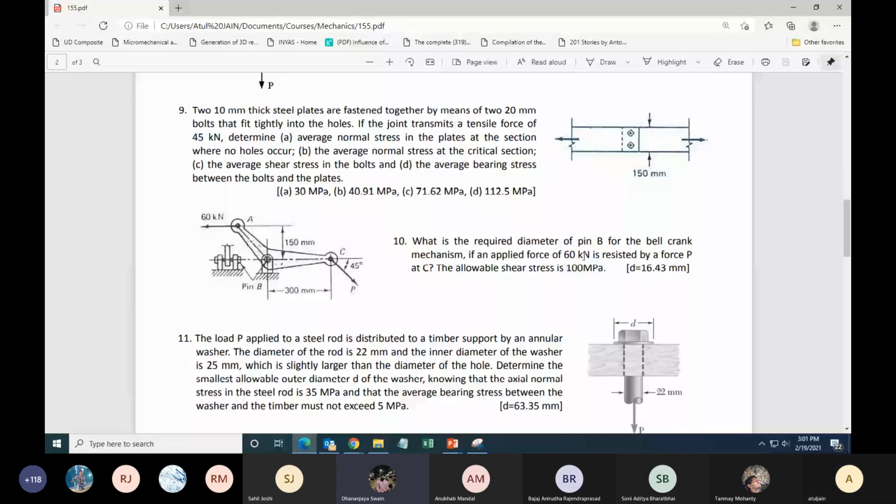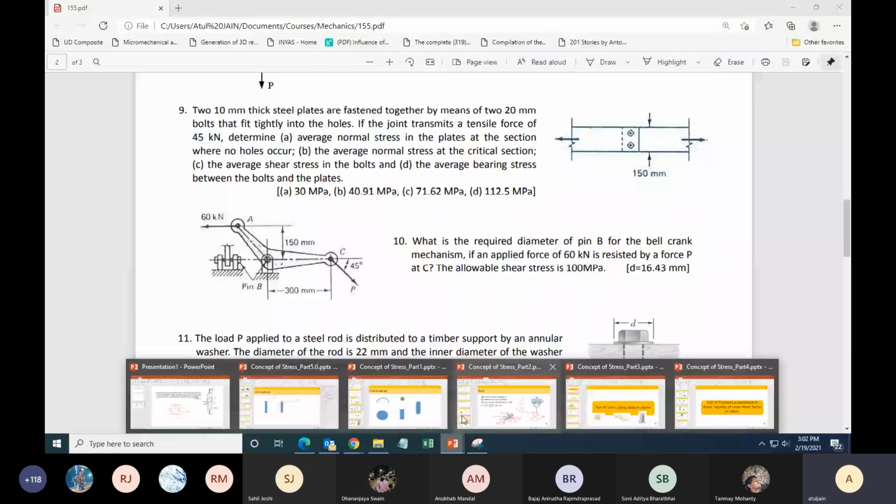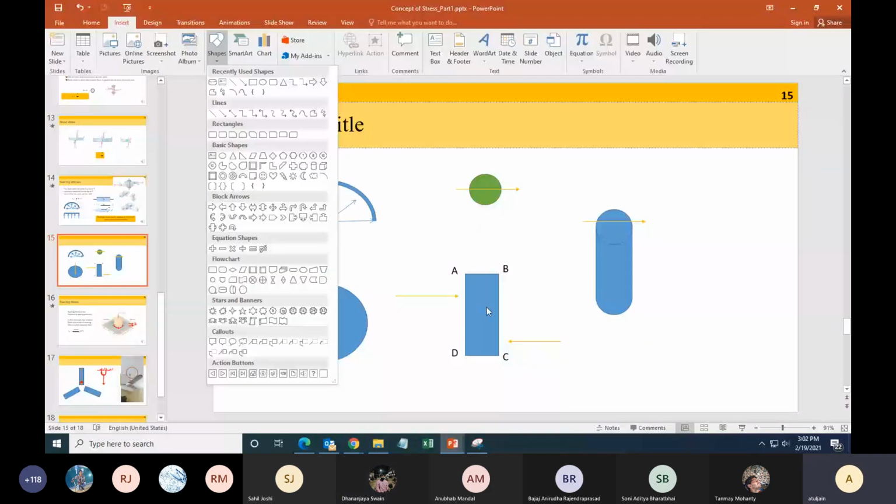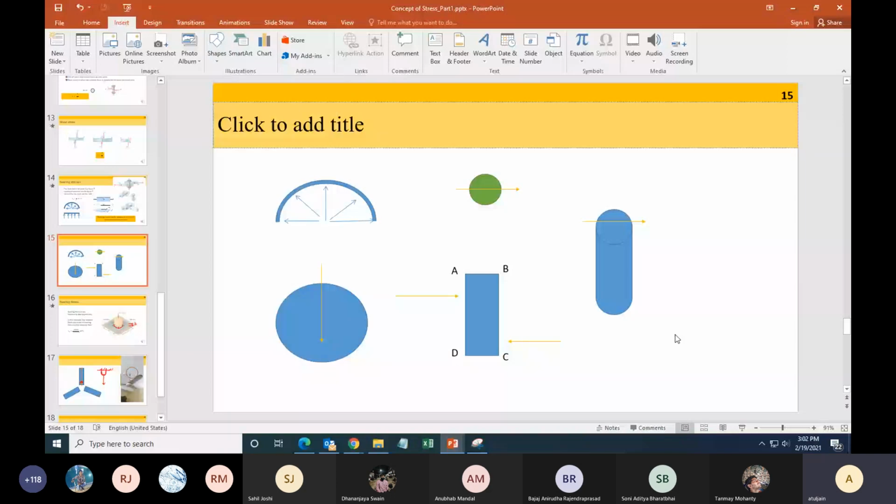Right. Another way of imagining whether it is normal or shear, one useful way is to keep in mind that if there is a square and it is subjected to normal stress, that square will become a rectangle. If a square wants to go to a rhombus, then that stress is shear stress. Normal stress changes size. Shear stress changes shape. That could be another way of imagining.